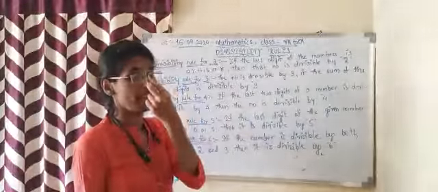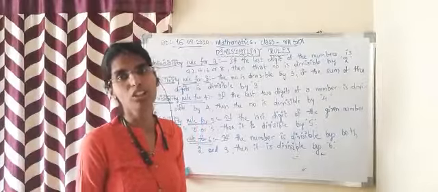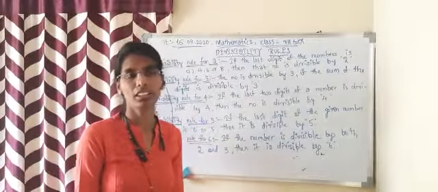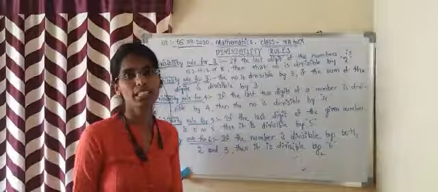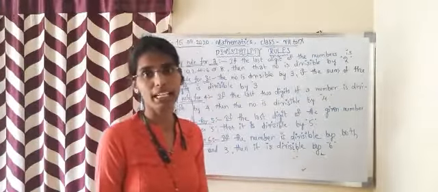For 2, the last digit of the number should end with 0, 2, 4, 6 or 8. And for the divisibility rule of 3, the sum of the digits of the given number should be divisible by 3.